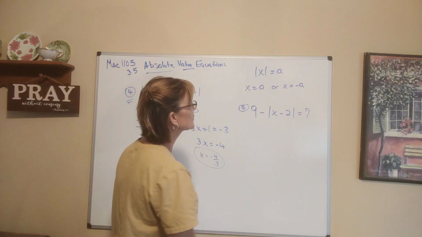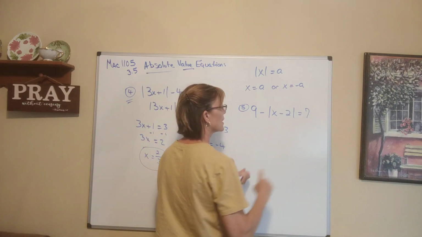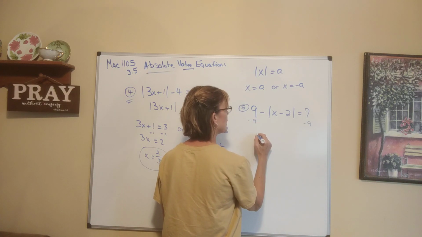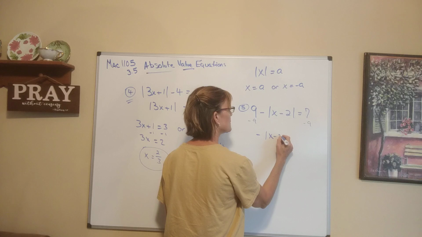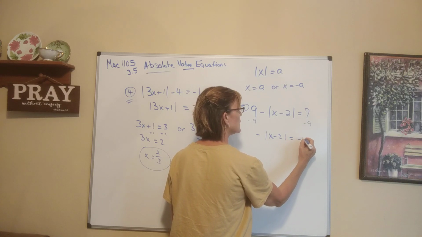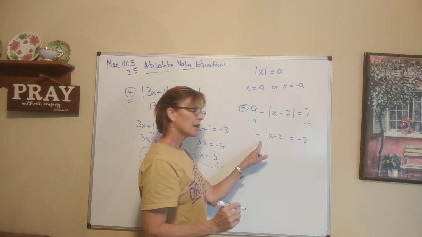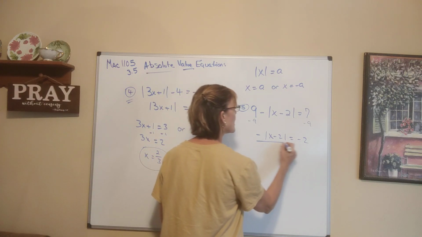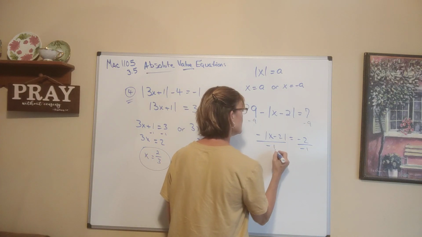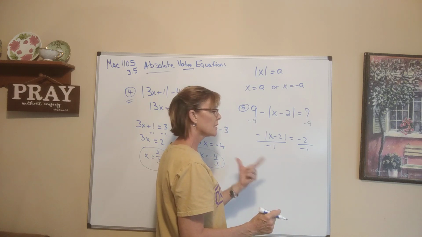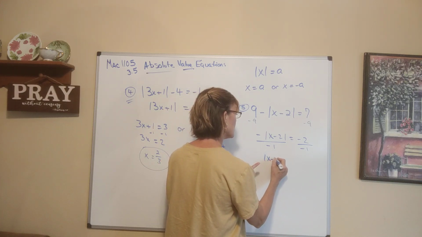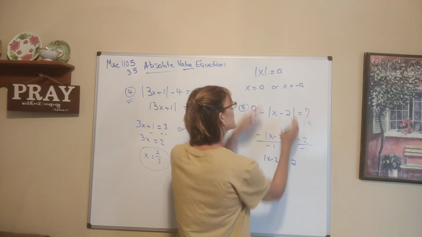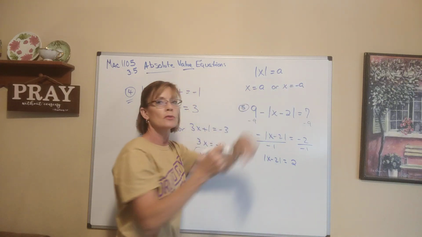So how we do that is we first subtract 9 from both sides, minus 9. So we get negative, the absolute value of x minus 2 is equal to negative 2. And there's a negative 1 right here. It's not fully isolated until we take care of that negative 1. So we'll divide both sides by negative 1. A negative divided by a negative is a positive. This is going to give us 2. And now this is in this form, and now we're ready to apply that rule.